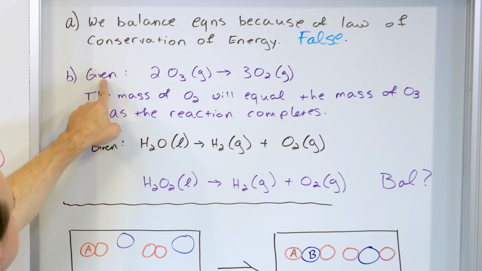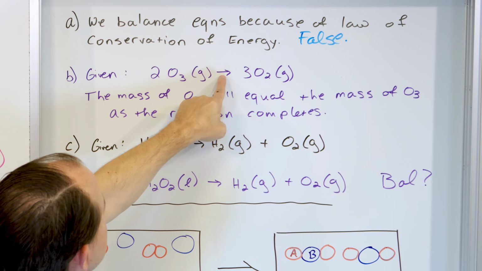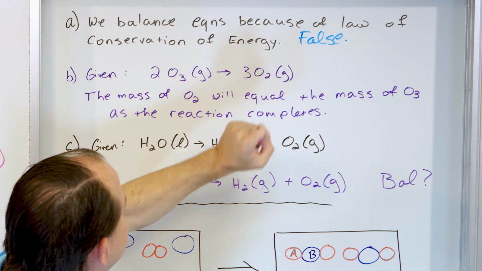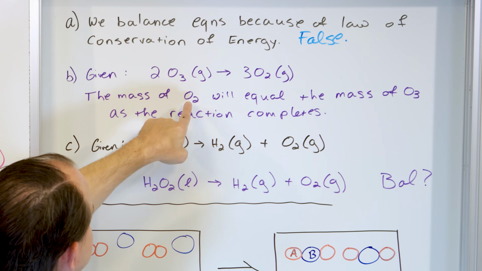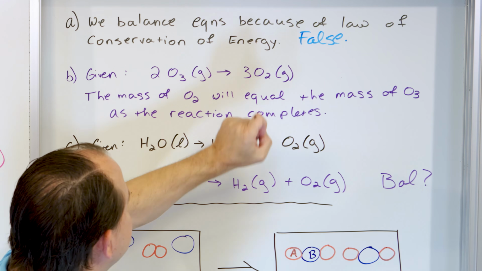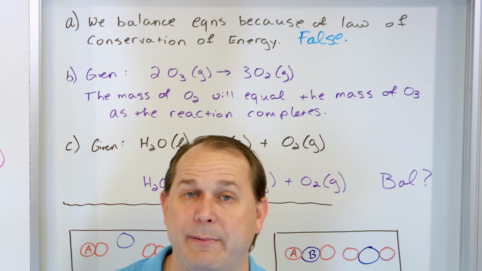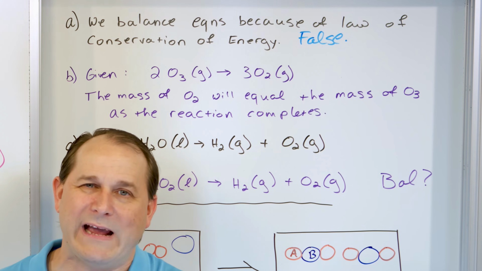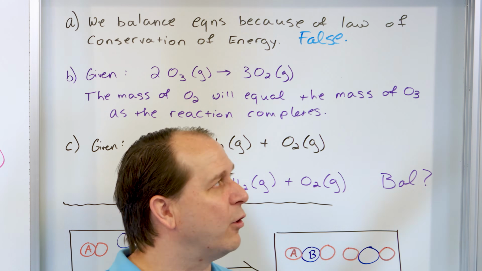Problem number 2. If I'm given this reaction, 2 molecules of O3 yielding 3 molecules of O2, true or false? The mass of the O2 on the right will equal the mass of the O3 as the reaction completes. Will the mass balance? And the answer is yes, the mass has always balanced. This is true. Any chemical reaction has to balance, because the law of conservation of mass is always true.